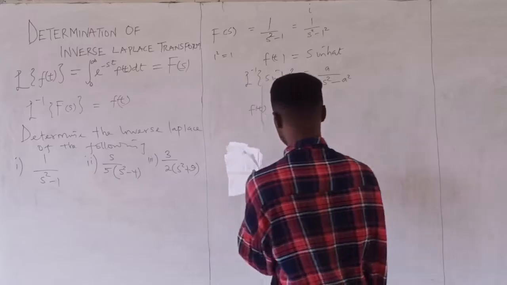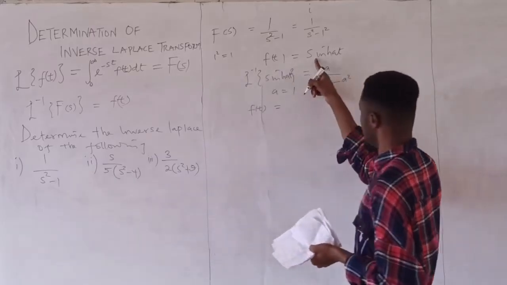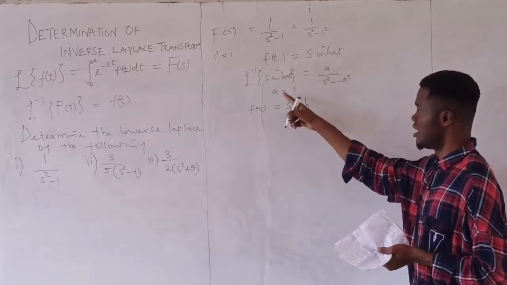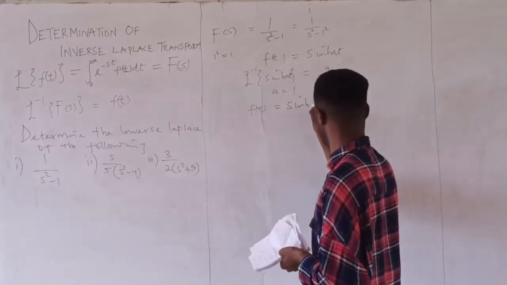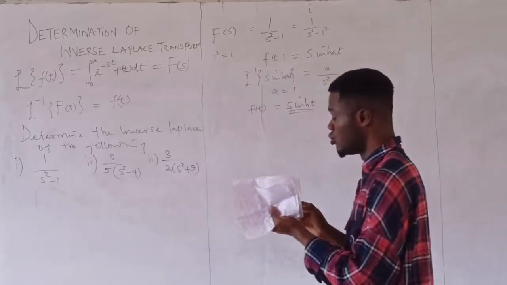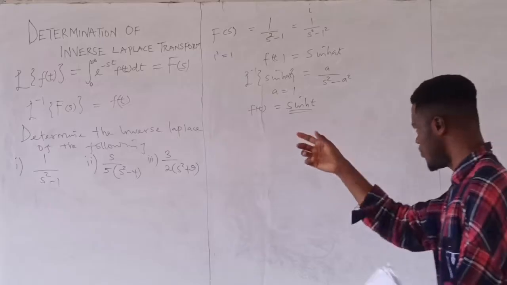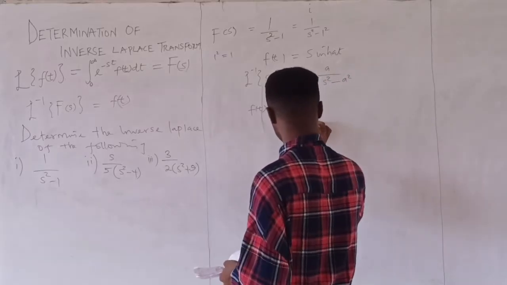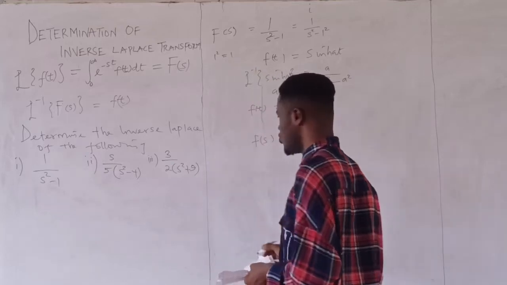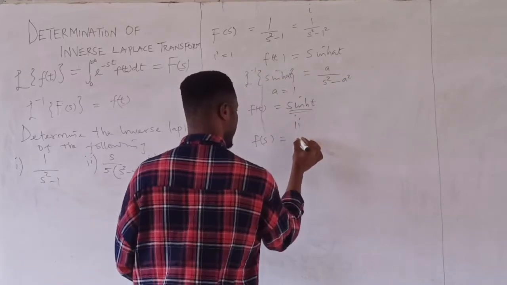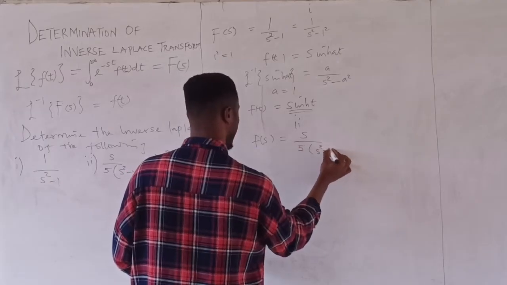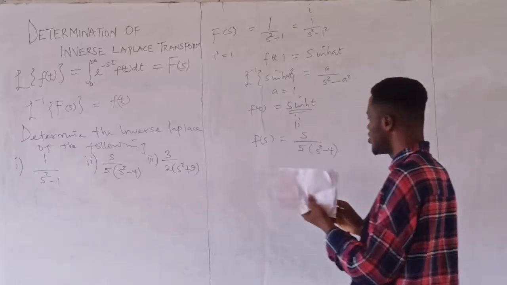So the f of t is now equal to sinh, instead of writing a, since a is equal to 1, just sinh t. So this will be the answer to the first one. Now the second part of the question says that f of s is equal to s divided by 5 into s squared minus 4. Alright, so this is what we have.